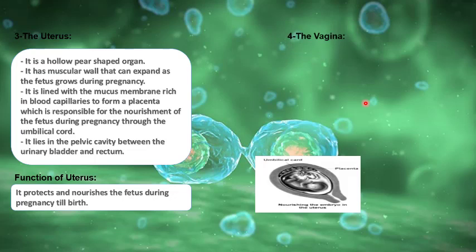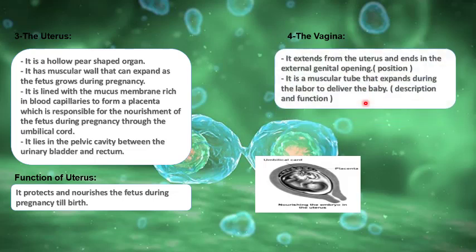The 4th part of female genital system is the vagina. It extends from the uterus and ends in the external genital opening. It is a muscular tube that expands during labor to deliver the baby.